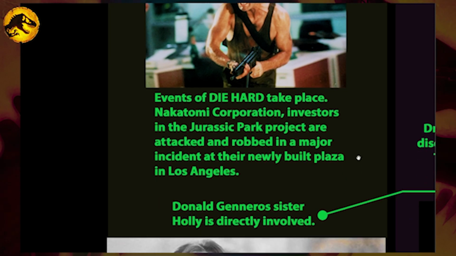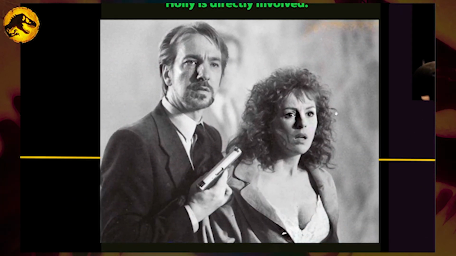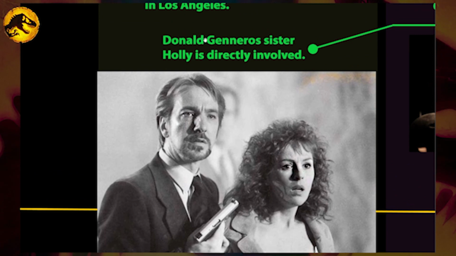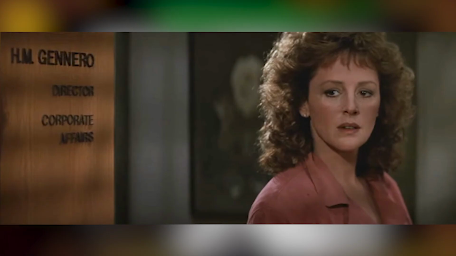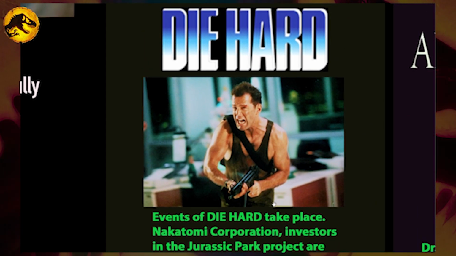Now, Donald Gennaro's sister Holly is directly involved. So Holly Gennaro, seen here with Hans Gruber, is the sister of Donald Gennaro, who we see later on in Jurassic Park, and her name is Holly Gennaro, so it works. They even, in this movie, and I just want to make the case here, have a scene where John McClane goes up and they have touch screens at the lobby of this plaza, and he has a bit of a joke fumbling around with it.